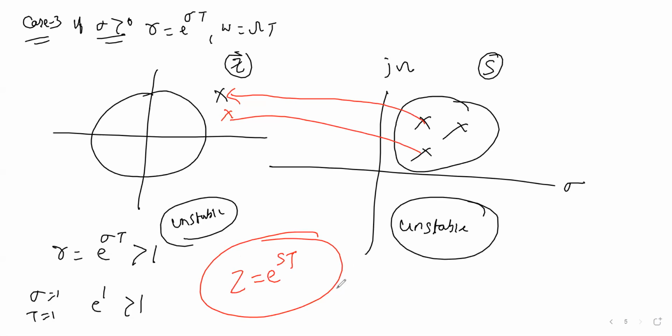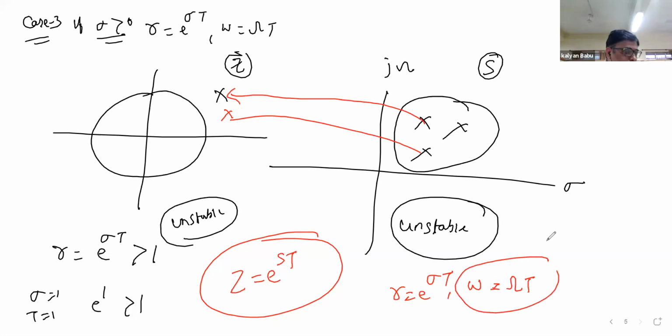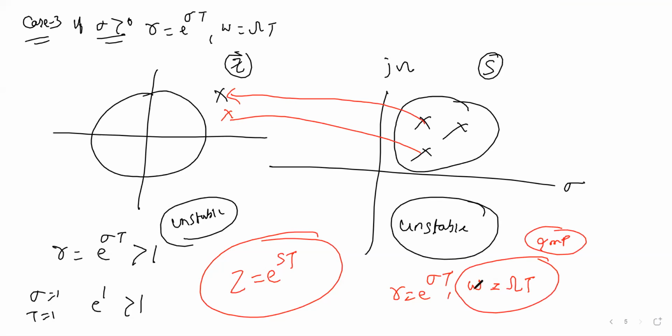Now this mapping is proper, which means you have to remember this: r equals e to the power sigma t. And this small omega, the angular frequency in the digital domain, equals capital omega multiplied by t. This is very important. Clear?